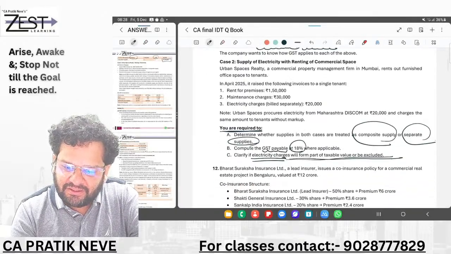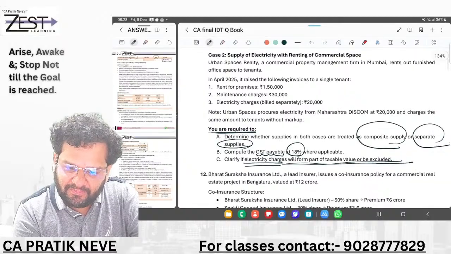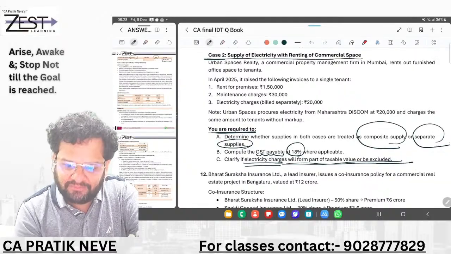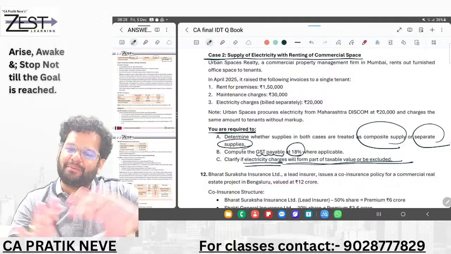Then friends, there is a case 2 also in this. What is the case 2 in this? Means two independent cases.